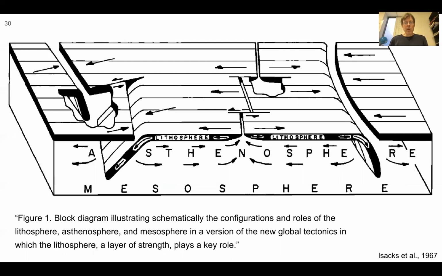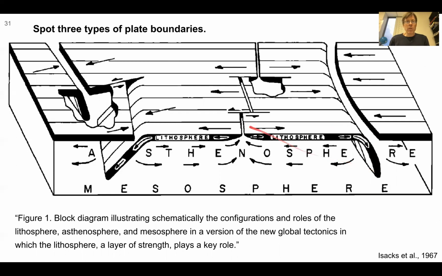In that same paper, figure 1 shows a pretty famous picture of the configurations and roles of the lithosphere. That's the rigid plate; the asthenosphere, the weak layer that the plates ride on; and the mesosphere, basically the mantle, in which the lithosphere, a layer of strength, plays a key role. We will look at these structure properties very shortly in the next talks. But the point here is that by 1967, through seismic observations, subduction and the understanding of the Benioff zone was coming into the picture.